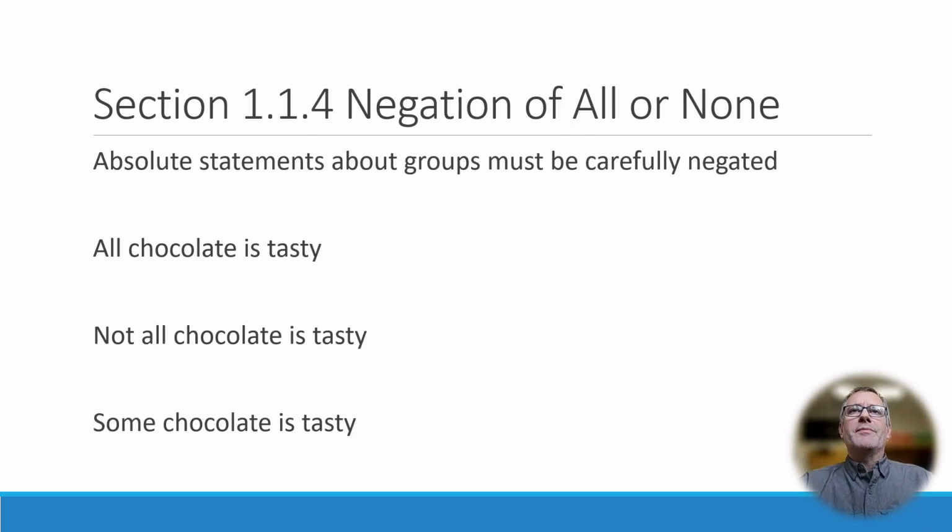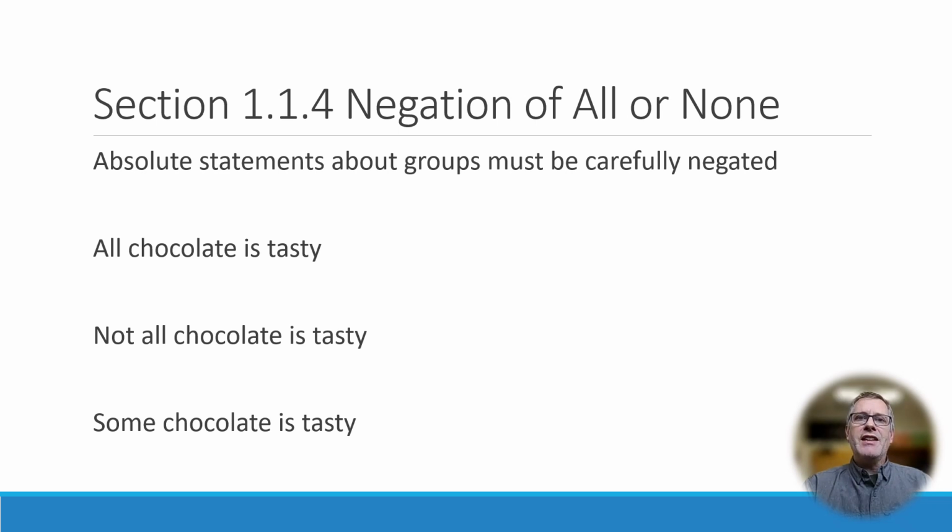This group of statements is my attempt at section 1.1.4. I don't like reusing the author's examples. There are some interesting samples in the textbook that I encourage you to have a look at that have results that are very unexpected when you do negation of all or none. So I'm going to do the straightforward versions, and I encourage you to look at the textbook for the not straightforward versions. So I could say all chocolate is tasty.